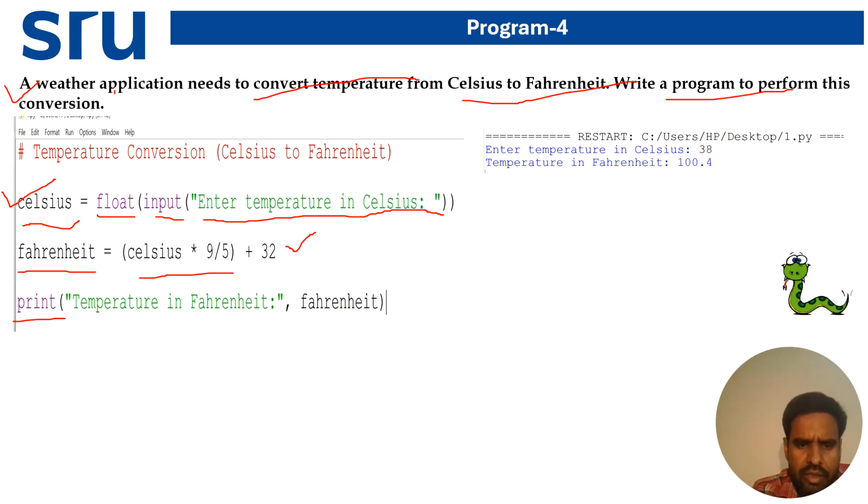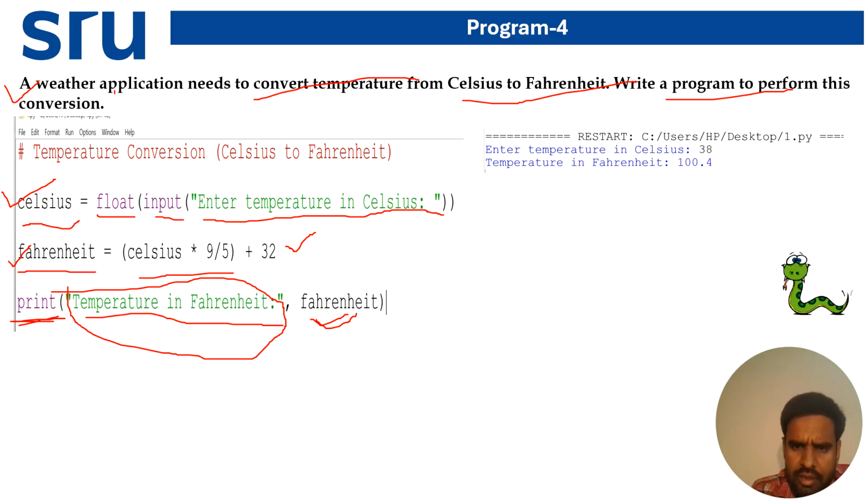Now I'm going to take the result: print temperature in Fahrenheit. This is a message that will display in the message box. Now where is the output stored? In Fahrenheit, so you take a comma and Fahrenheit. When you run the program, it will first ask to enter the temperature in Celsius. Now I am giving 38 degrees Celsius. The temperature in Fahrenheit will be 100.4.